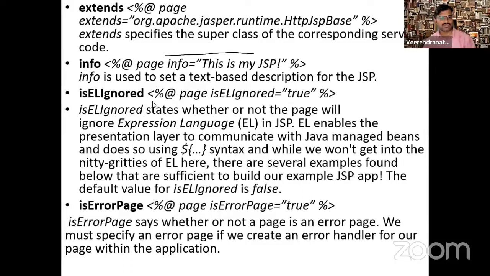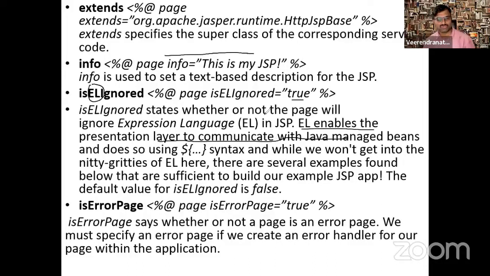Okay, isELIgnored, in the sense, expression language ignored. Generally, we have this option set to true when you want the expression language to be ignored. EL enables the presentation layer to communicate with the Java manager. So what I'm trying to say at the end of the day is, whenever you want EL to be ignored, you can use this option. Generally, it is set to false by default.